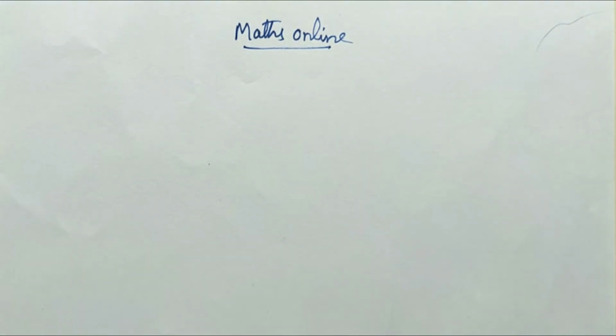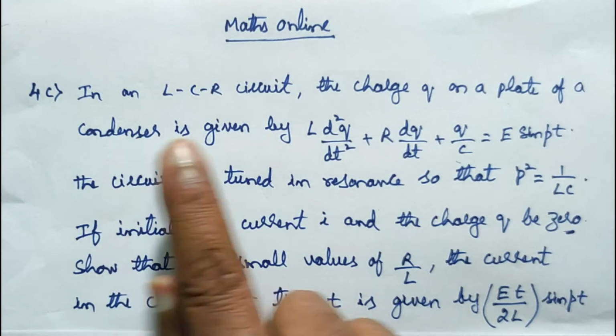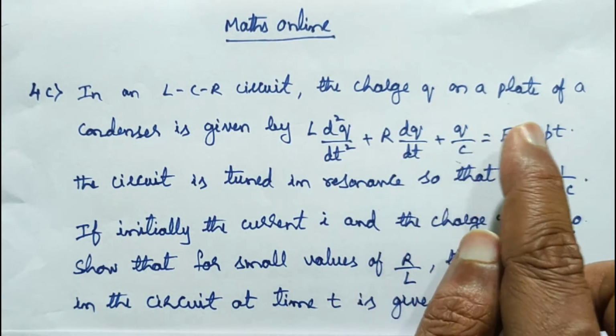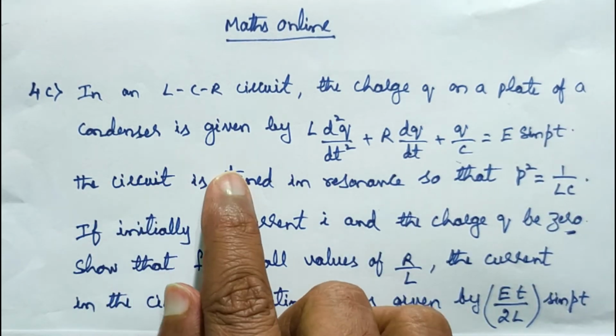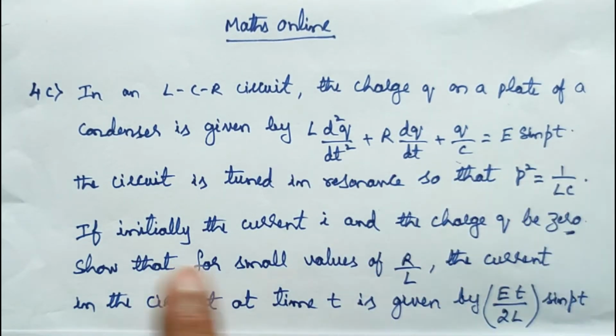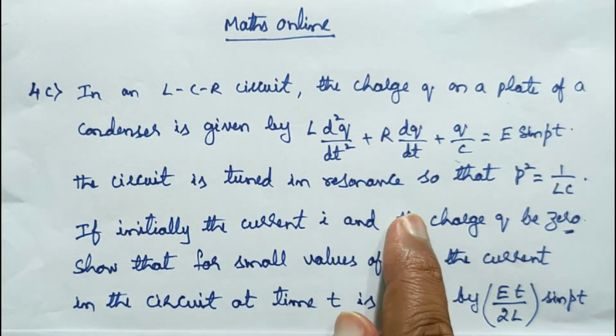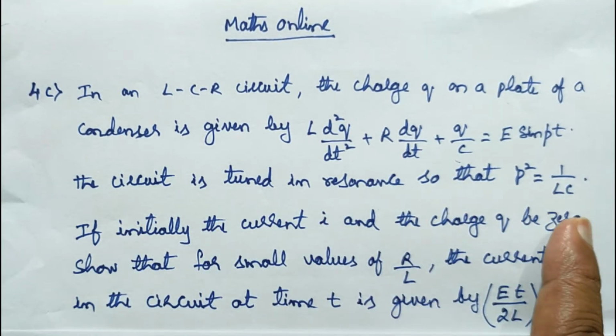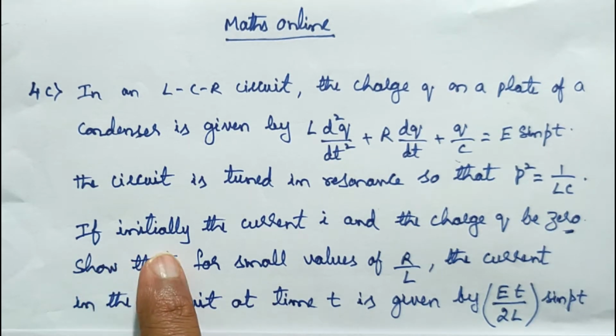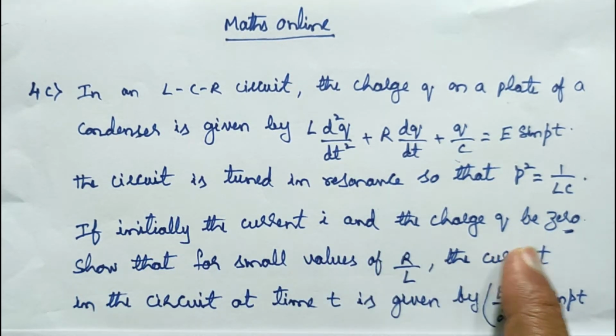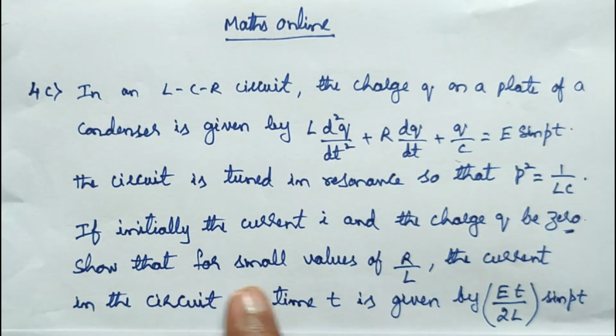Today I'll be taking up one problem based on applications of differential equation. In an LCR circuit, the charge Q on a plate of a condenser is given by this differential equation. The circuit is tuned in resonance so that P square is equal to 1 by LC. If initially the current I and the charge Q be 0, show that for small values of R by L, the current in the circuit at a time t is given by Et by 2L into sine of Pt.